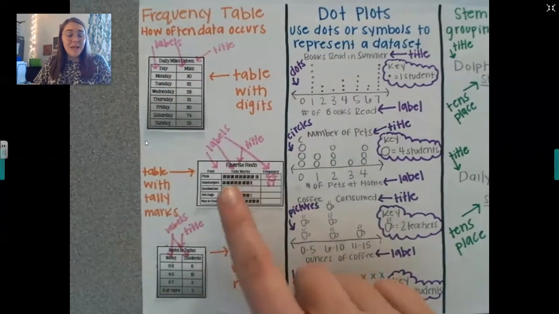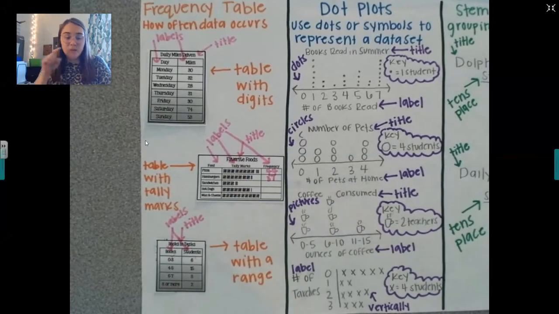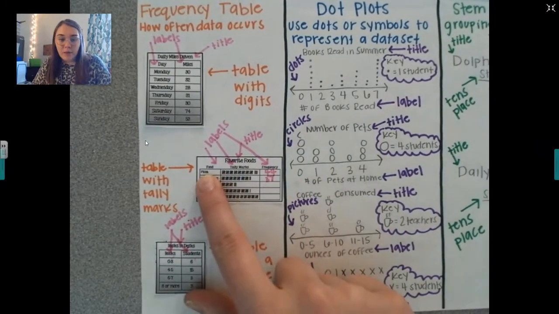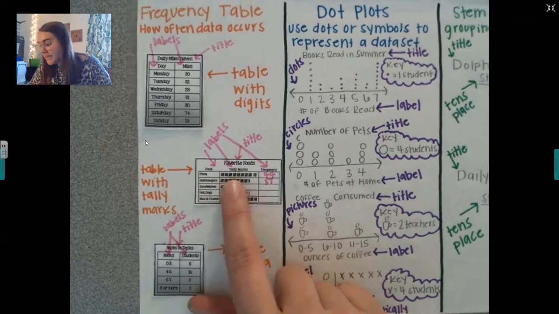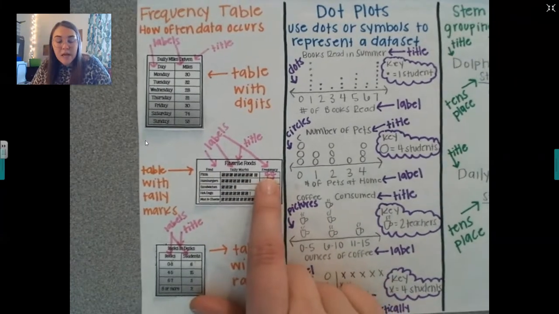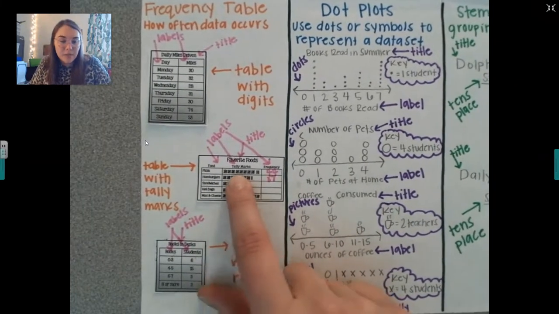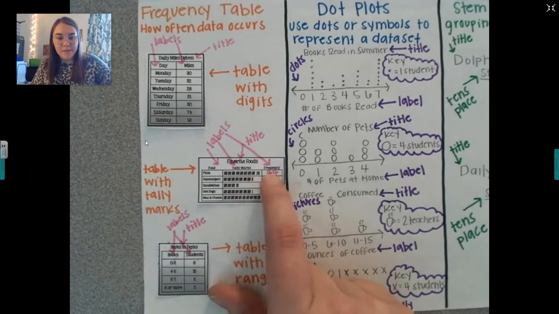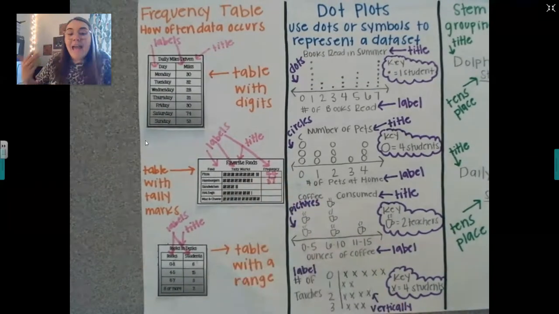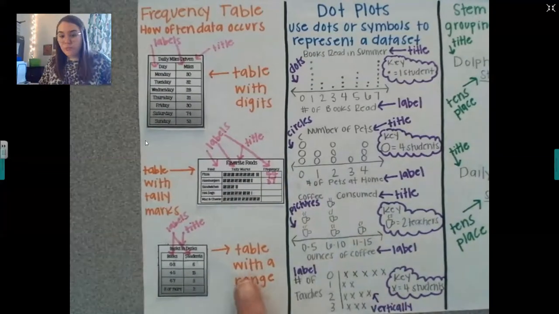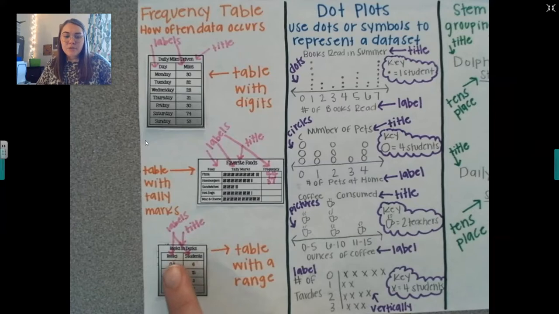It can have a table with tally marks, and this is the one that I see all the time. It'll have your label, like pizza, food, whatever, how many tally marks, and then it'll say frequency. The frequency is just how many tally marks there are. So I counted up all the tally marks and put it in frequency. And then you might have a table with a range. So say 6 students read between 0 and 3 books, 15 students read between 4 and 5 books, 3 students read between 6 and 7 books, and so on and so forth.